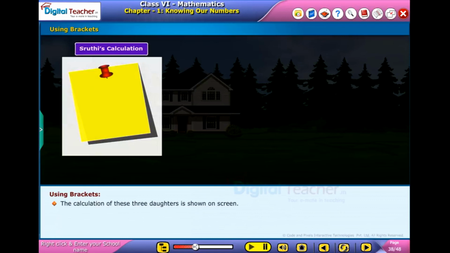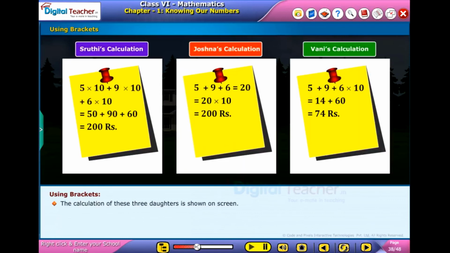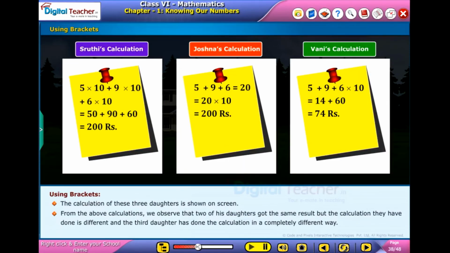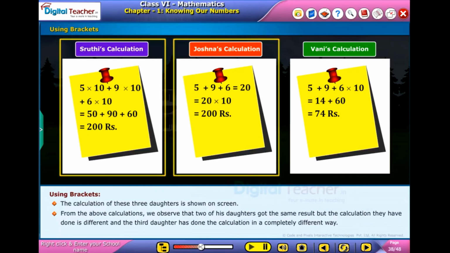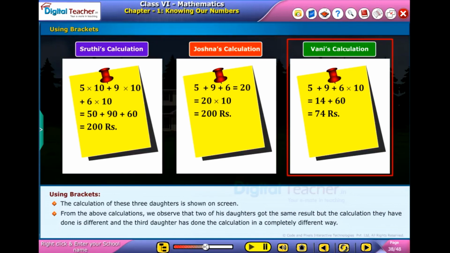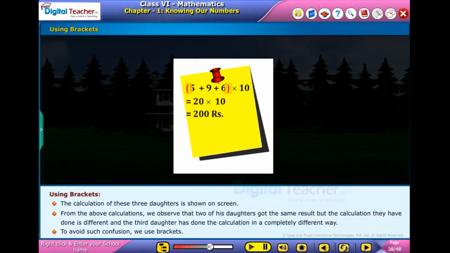The calculation of these 3 daughters is shown on screen. From the above calculations, we observe that 2 of his daughters got the same result, but the calculation they have done is different and the third daughter has done the calculation in a completely different way. To avoid such confusion, we use brackets.